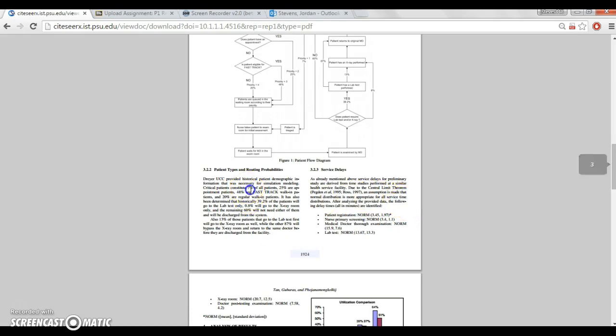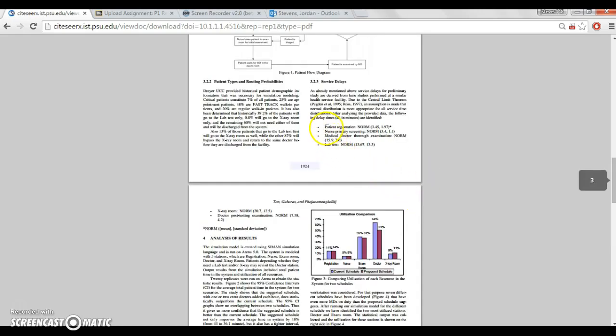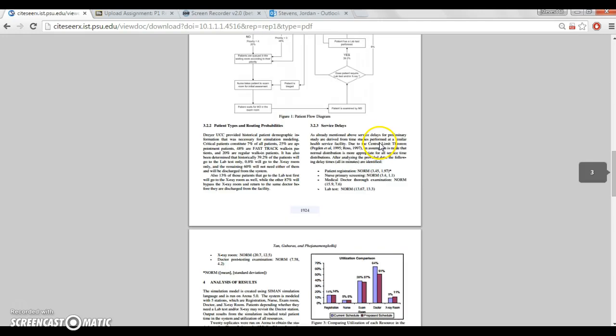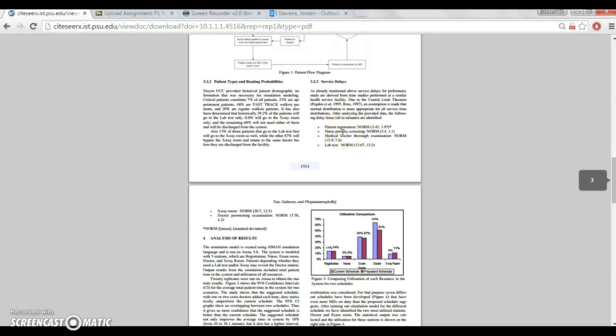They then go into the actual percentages, like 7% of all patients are the priority number 1 critical patients, and so on and so forth. Then they go into the percentages of how many go into the X-ray, how many go into the lab, how many both. After that, they give the service times for all the stations in this document: patient registration, nurse primary screening, the doctor examination, lab test, X-ray room, and the post-testing.